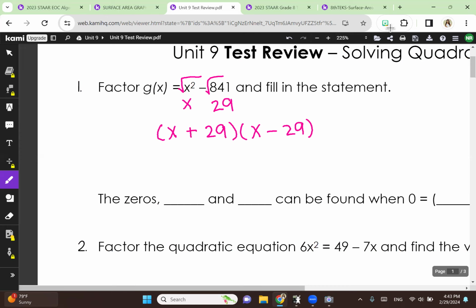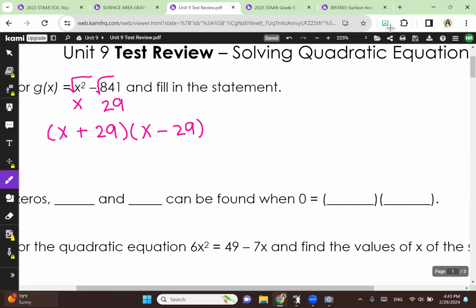So then from there, one part of the statement is where it says 0 equals. That's where you're going to put your x plus 29, x minus 29. Now remember, to find the actual zeros, you have to set up your equation and solve. So x plus 29 equals 0. It's a one-step equation. Okay, so you get x equals negative 29.